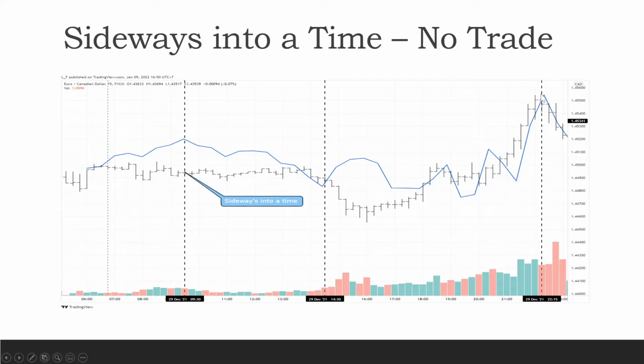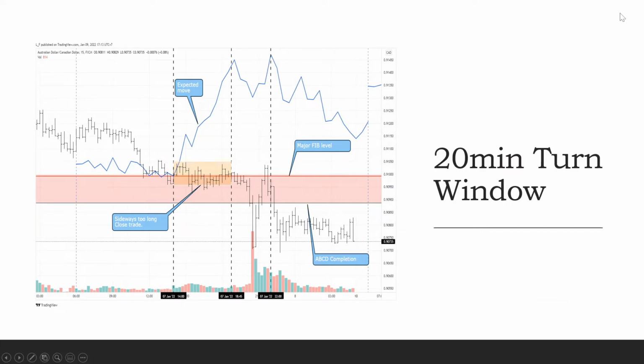Whereas up here it worked nicely, come up into the time and then rolled over. So these are the ones we look for. Sideways is not good. Too much indecision and things can go wrong. So now we're on to the 20-minute turn window.